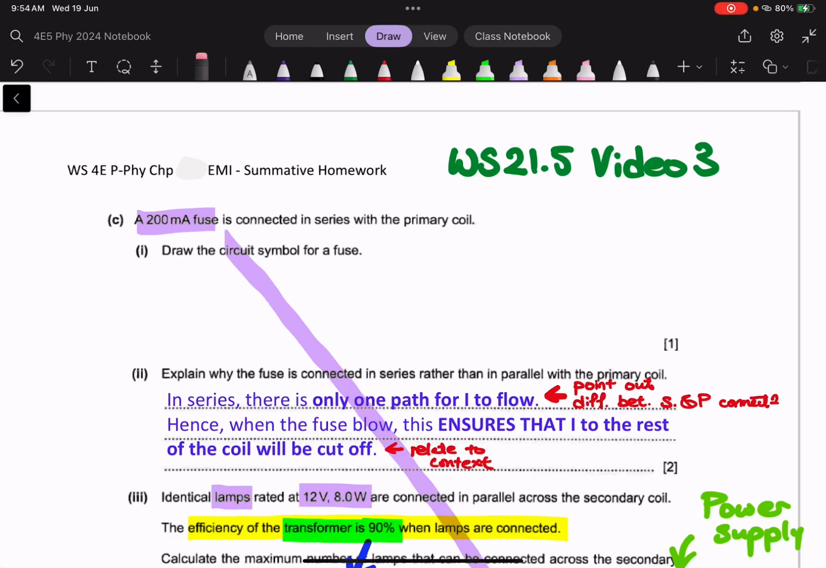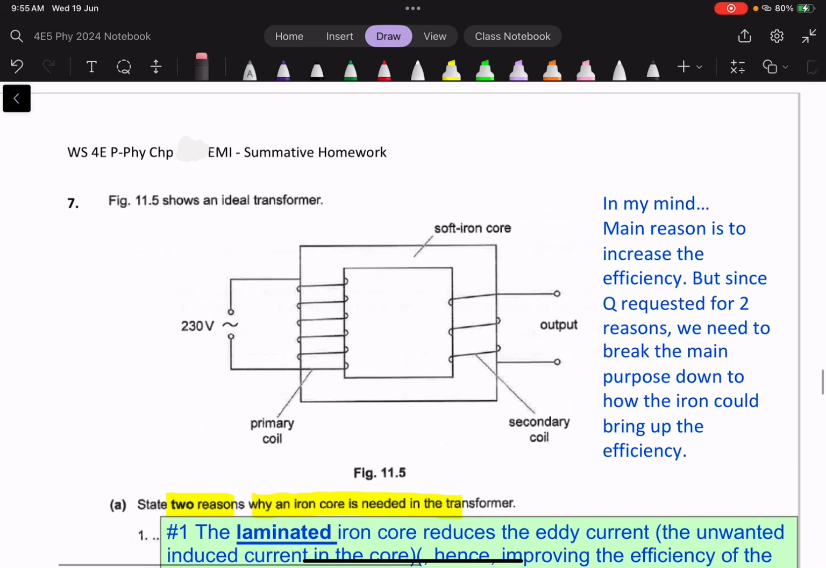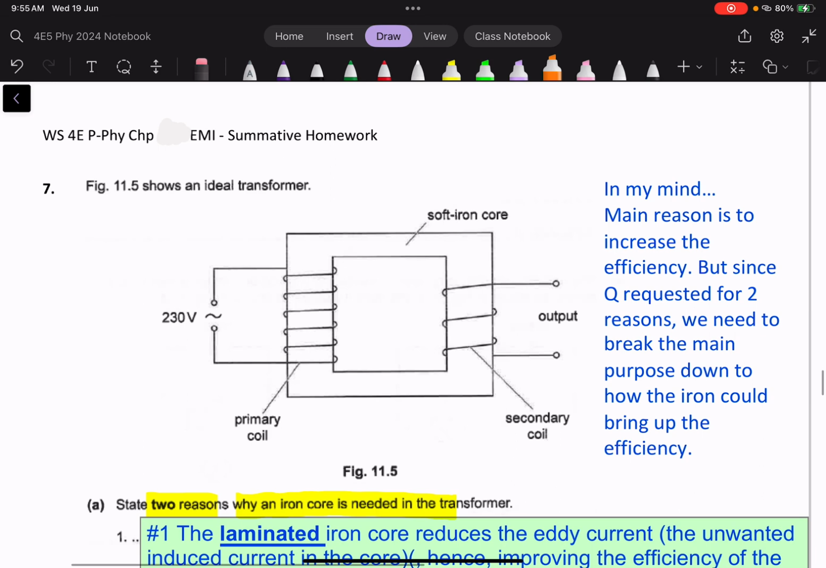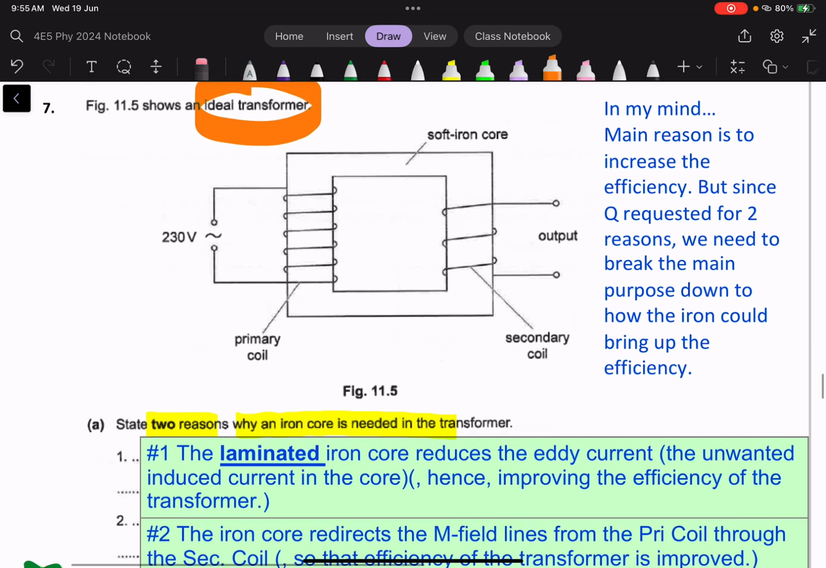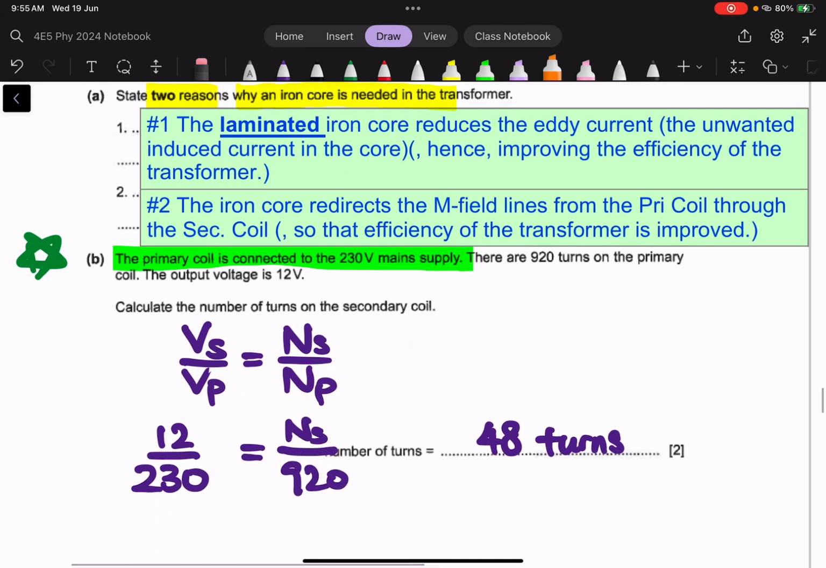Okay, for 21.5 video 3, it is actually a continuation of video 2. It's about this same transformer. It tells you this is an ideal transformer. In case you do not know what an ideal transformer is, visit your notes. Basically it tells you the primary coil is connected to this and so on, and you go and calculate.